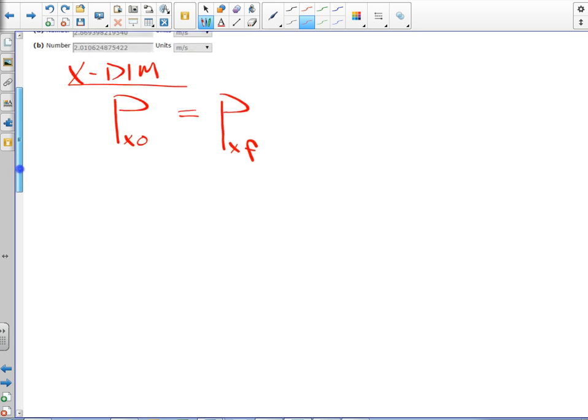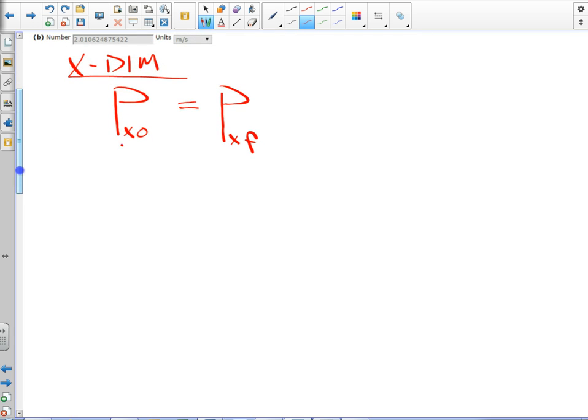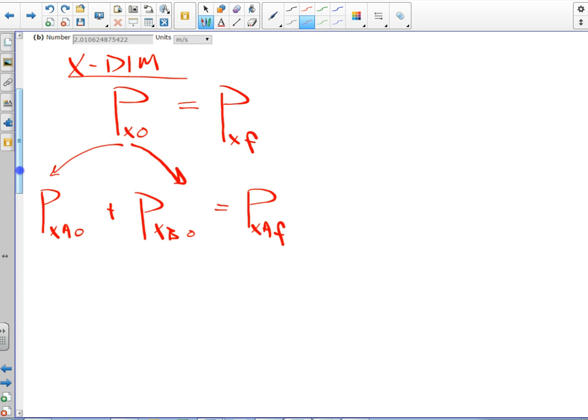Conservation of momentum says it has to equal the x component of our final momentum total. But in the x, we have two possibilities. There are two objects in this problem. It could be the x component of puck A's momentum originally, plus the x component of puck B originally. And then after the collision, since it's elastic and there's still two objects, it could be the x component of A's final momentum plus the x component of B's final momentum.